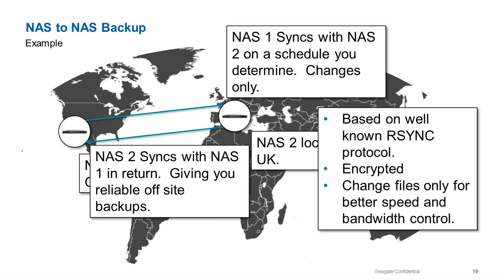This is all based on what is called the rsync protocol. This is an open standard protocol, so there's nothing proprietary to it. It is completely encrypted. All the traffic, when it comes and goes over the internet to the other NAS, is encrypted. So if you have hardware encryption turned on your hard drives, then that would mean that everything would be encrypted on each side. So there's full encryption possibilities with Seagate NAS.